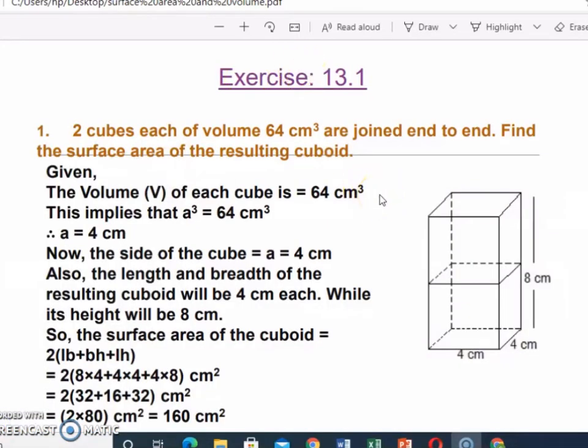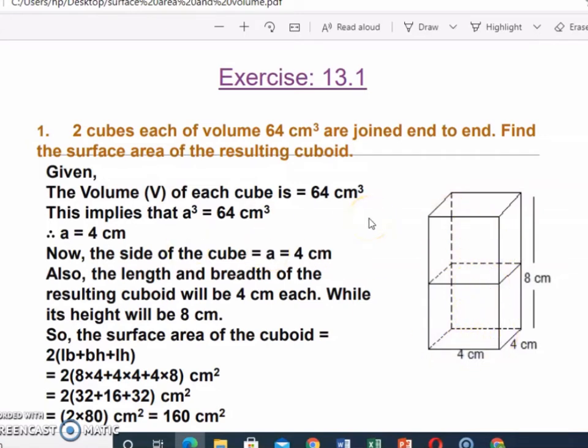Exercise 13.1. In this exercise, we will be dealing with the surface area of different solids, that is, a combination of different solids, and how you can find the surface areas. In the first question, two cubes are given, each of volume 64 centimeter cube, and they are joined end to end. Find the surface area of the resulting cuboid. So there are two cubes like this which are joined end to end, and you get a resulting cuboid.